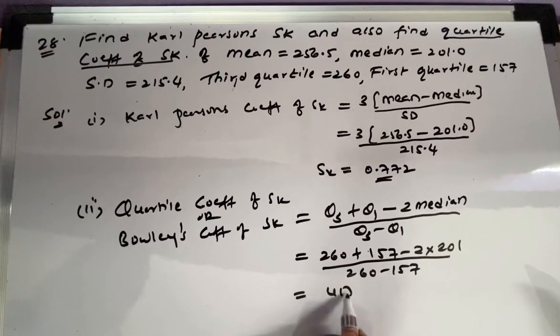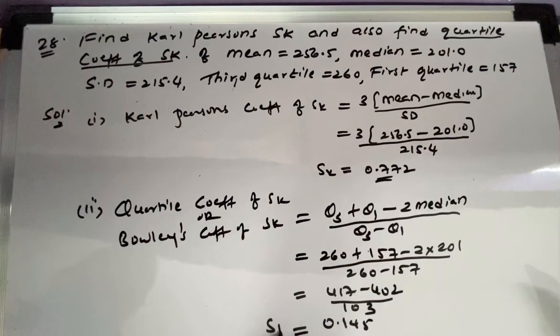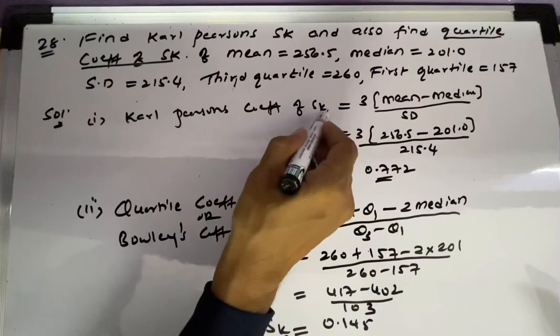So 417 minus 402 divided by 103. So the skewness will be 0.145. This is SKB, we can say. Here Karl Pearson's skewness, SKP.